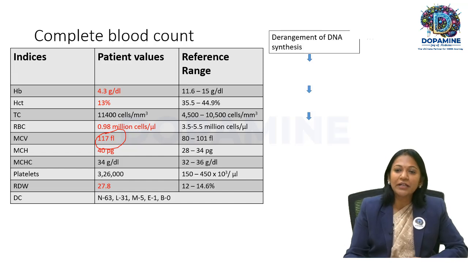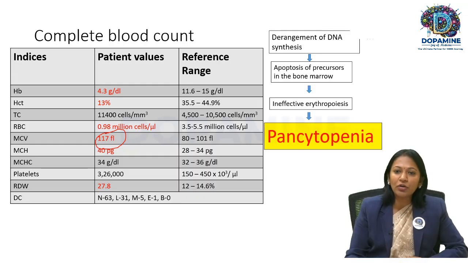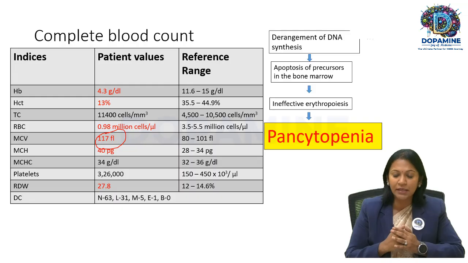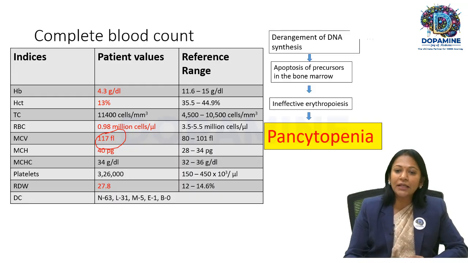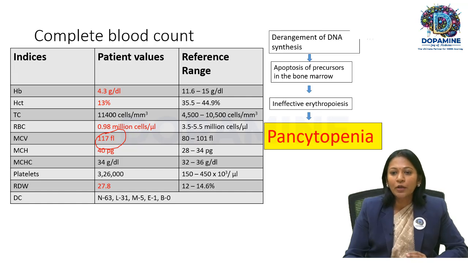So here there is derangement in DNA synthesis because of the defect in thymidine base pair synthesis. There is apoptosis of precursors in the bone marrow, causing ineffective erythropoiesis. Because of apoptosis of the precursors in the marrow, not only erythroid but also myeloid precursors, and ineffective erythropoiesis, in the late stages the person will present with pancytopenia. What is pancytopenia? Pancytopenia is anemia, leukopenia and thrombocytopenia, because B12 deficiency affects not only the erythroid precursors but also the myeloid and megakaryocytic precursors.